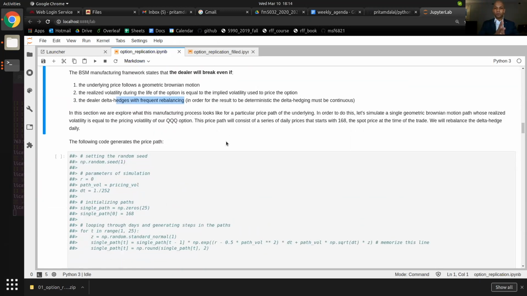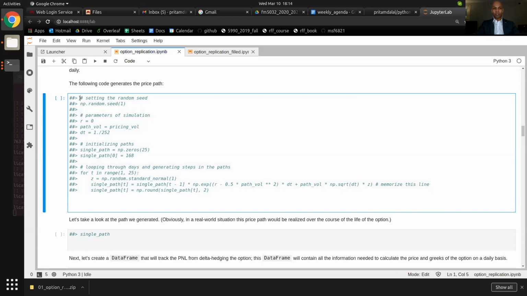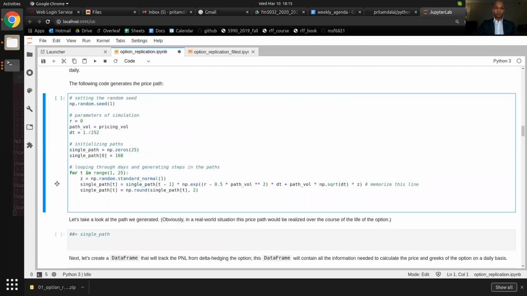Okay, so what we're going to do is generate a single price path starting at 168, and then see what it looks like to delta hedge on a daily basis if the underlying price took that path. So let's go ahead and just look at this. I'll let you guys noodle around with this code.